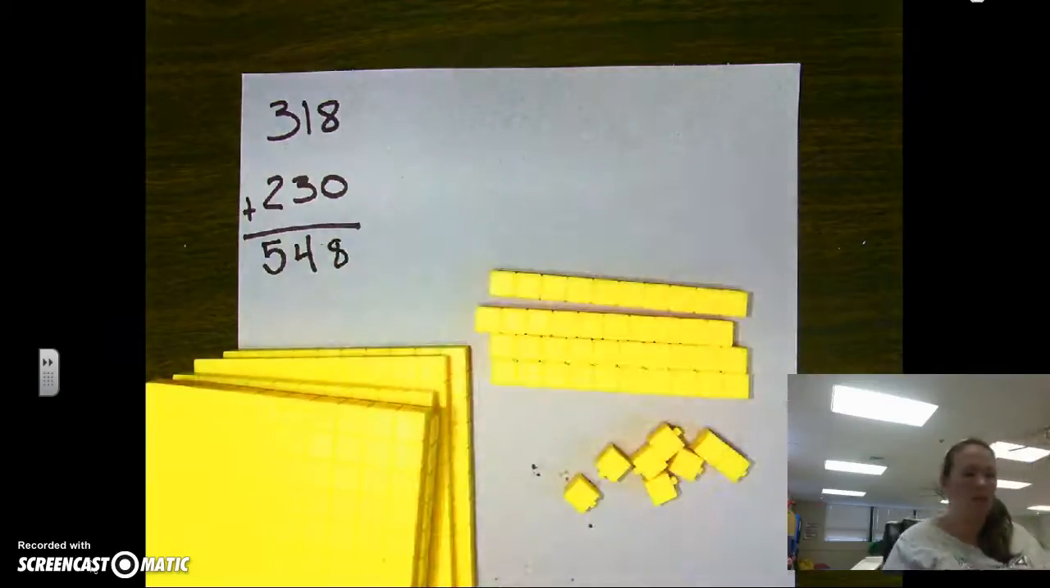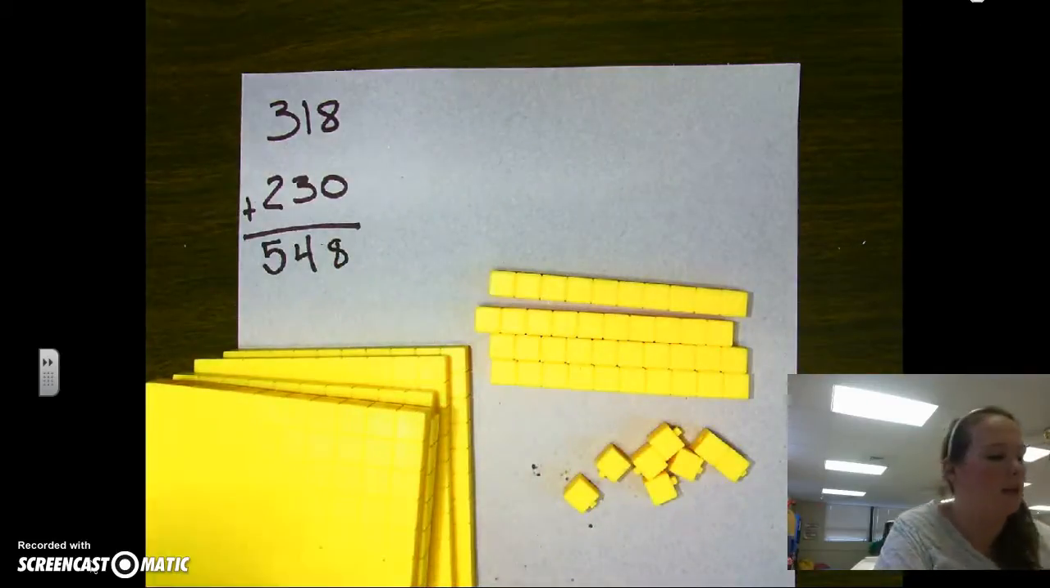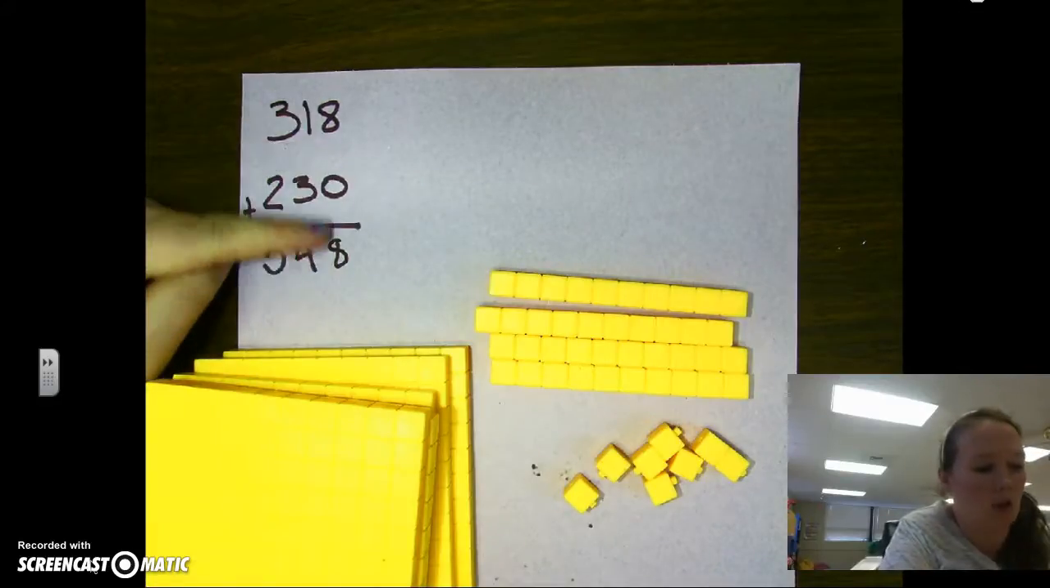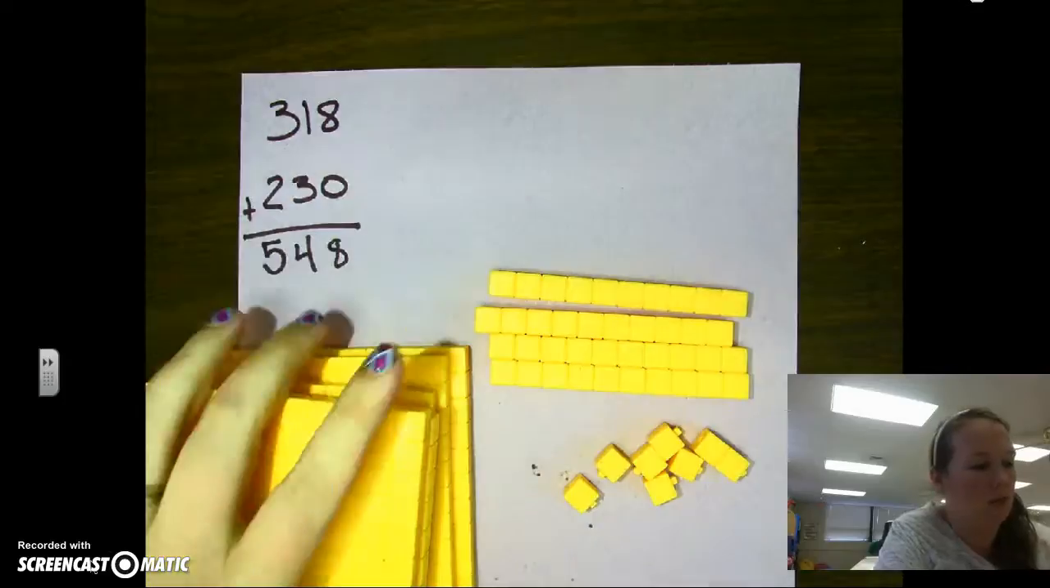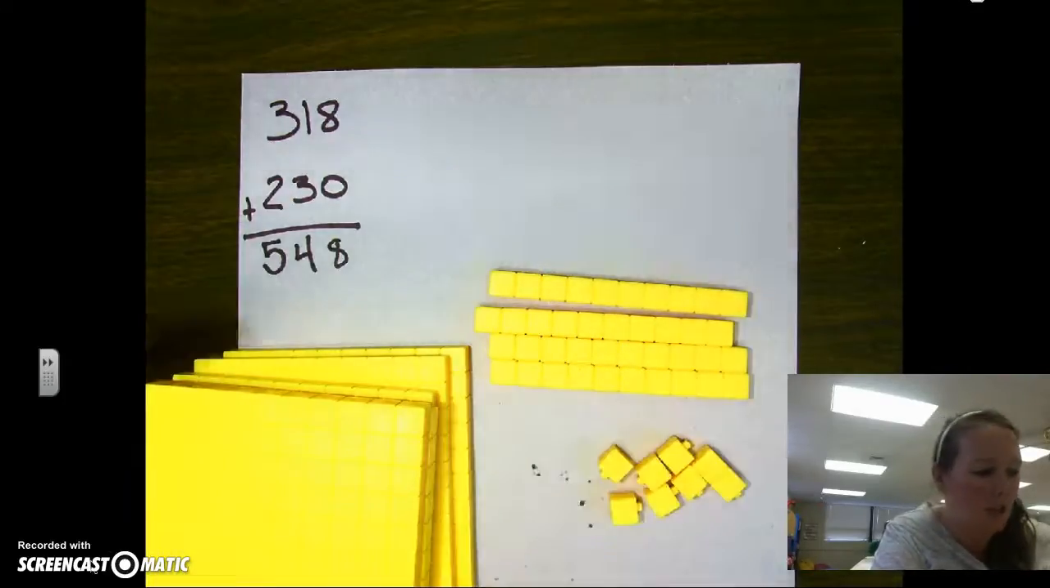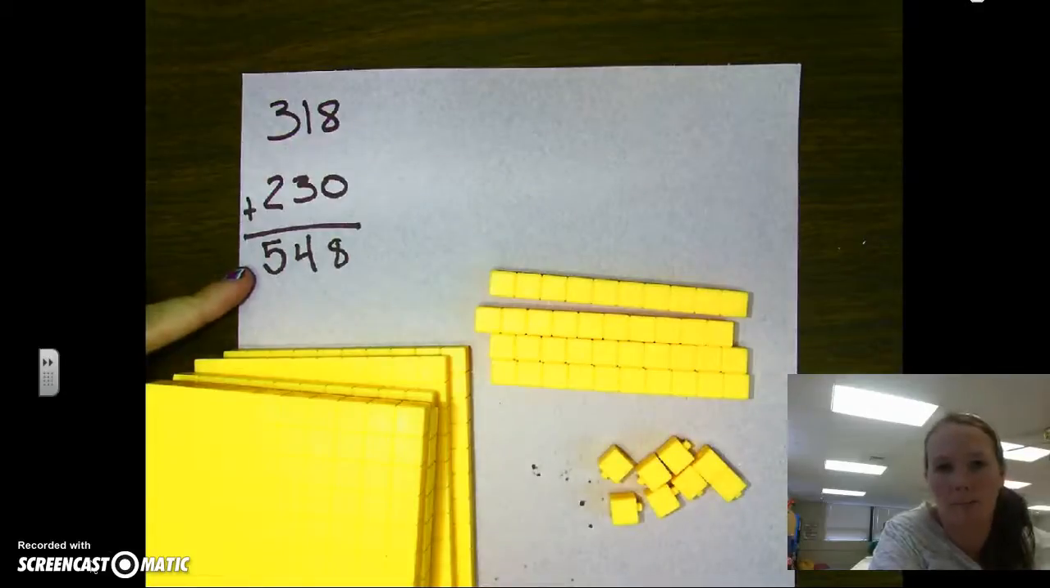So by using the expanded algorithm, I found out that my answer is 548. With the expanded algorithm, I didn't start in the ones place, but I was able to just count the ones place, the hundreds or the tens, and see what the answer was going to be.